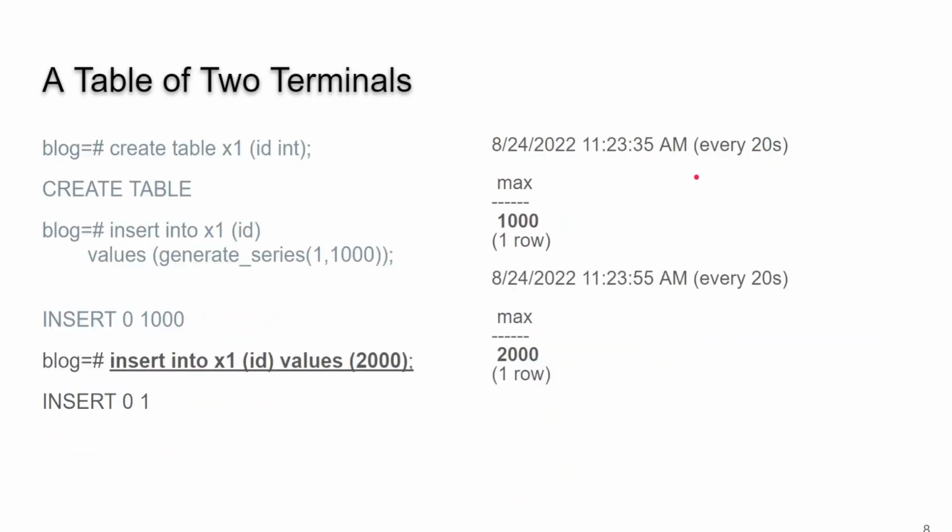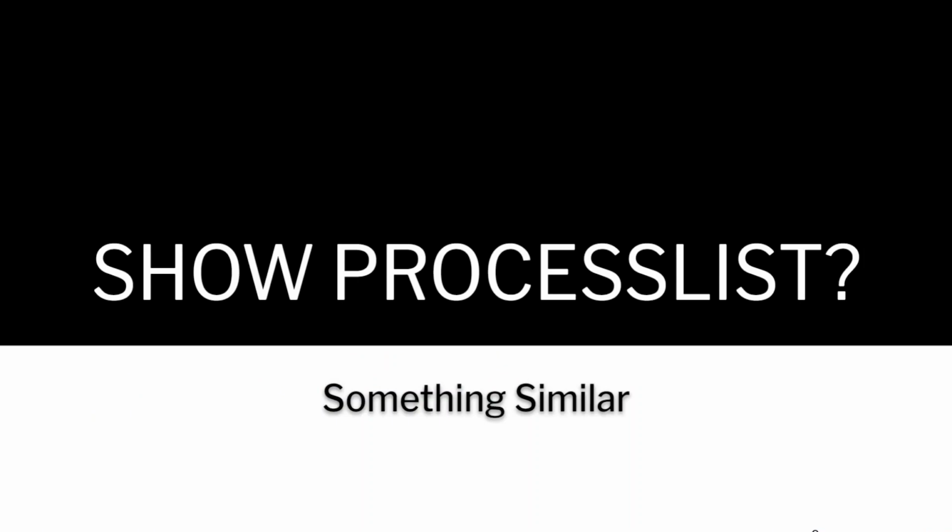Now, let's say we're doing some more work and we're back on our same two terminals. This time, we're going to insert one record into x1. Now we have our watch going over here. And suddenly, you'll notice that the value goes from 1,000 to 2,000. The 2,000 we just put in there. Very handy way to watch progress of your data. And also there's something that's kind of neat. If you're used to MySQL running show processlist to watch what's going on with your server, this is something similar. And I think you're going to find this kind of handy.